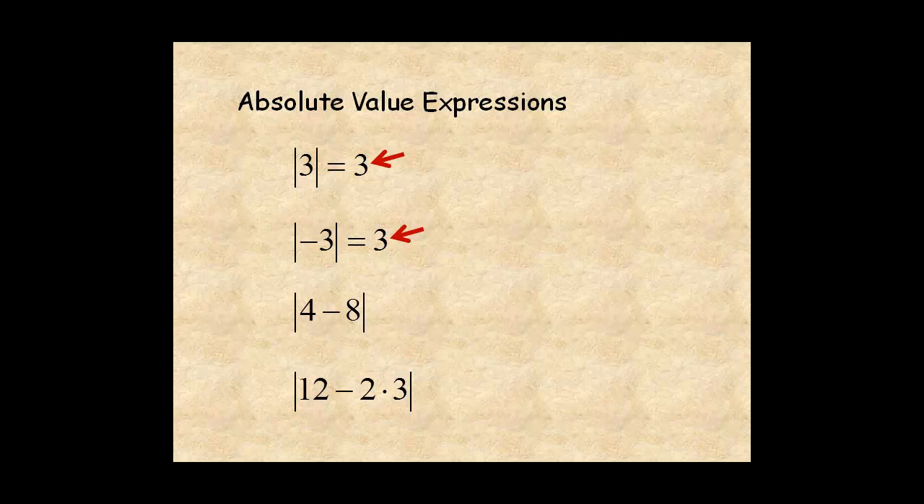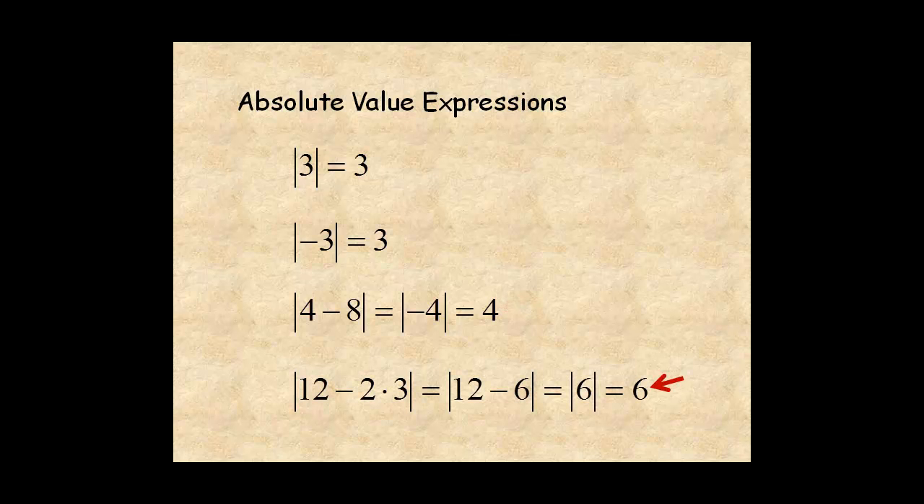You can write more complex absolute value expressions. The absolute value of 4 minus 8 is 4. And the absolute value of 12 minus 2 times 3 is 6. The absolute value of an expression is always positive.